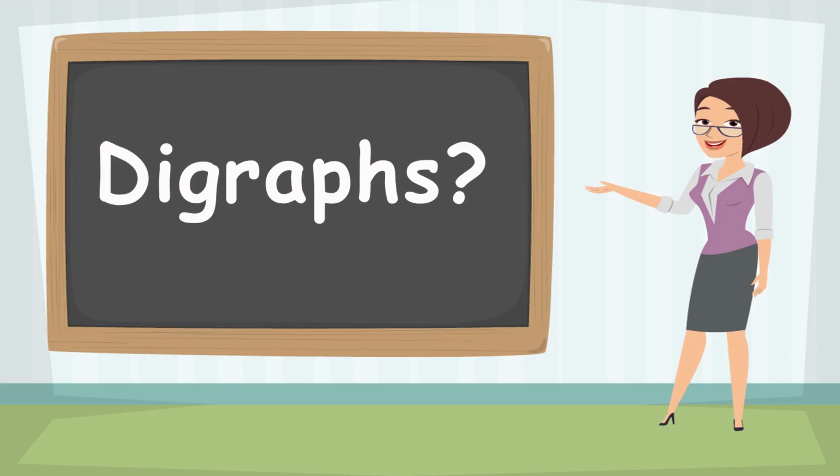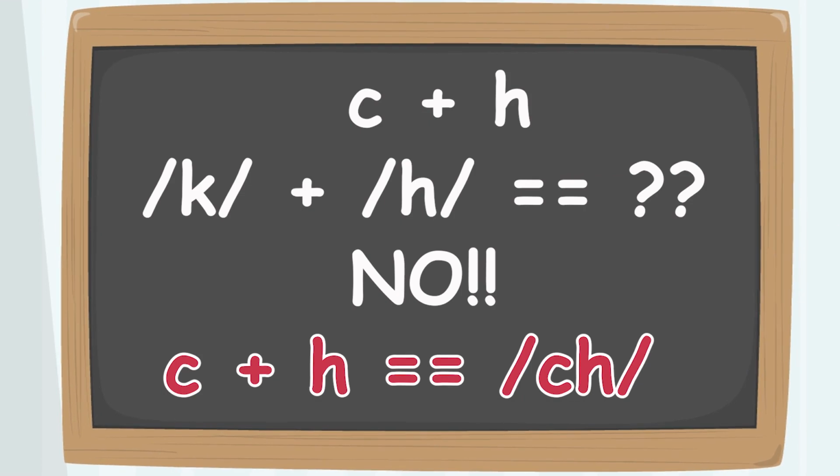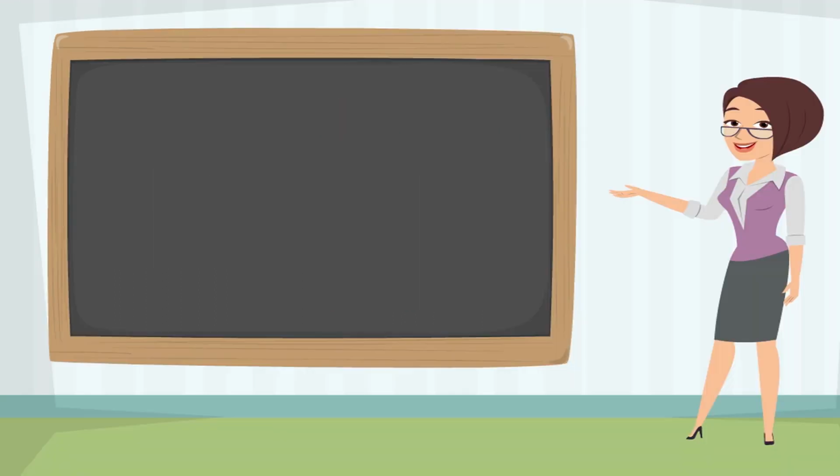What is a digraph? When we join two consonants and it creates a separate, different single sound, it is called a digraph. For example, ch. When we combine a C and an H, we don't hear kh. Instead, the sound becomes ch, which is very different from a kh or a h. This is called a digraph.